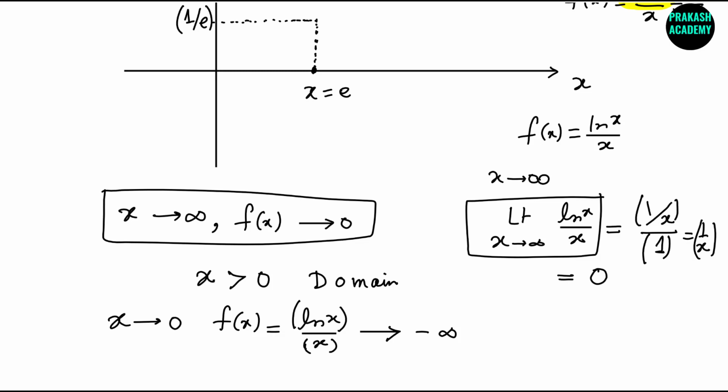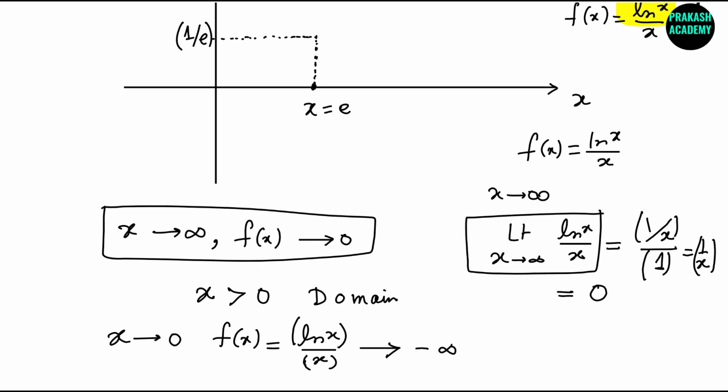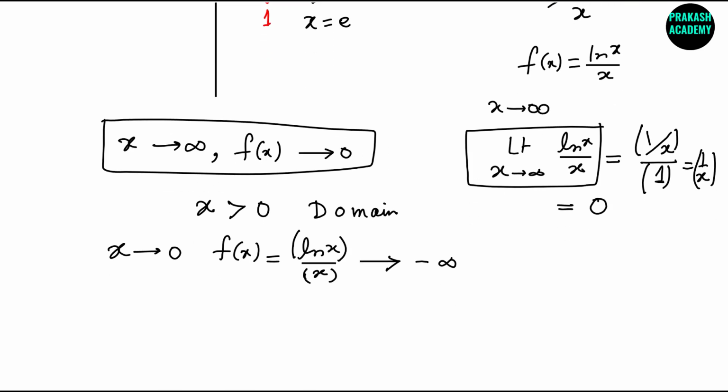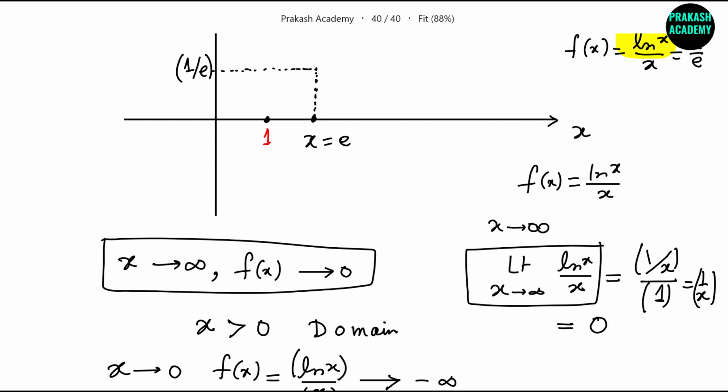So now using this, we can basically plot this graph. Let us say this point is 1, and log 1 is 0, so it will basically pass through this point because log 1 is 0. So what will be the value of ln x by x at x equals 1? Let us find this value also. f(1) will be ln 1 divided by 1, but log 1 is 0, so 0 by 1 is equal to 0. So this means the graph will pass through this point, that is x equals 1.